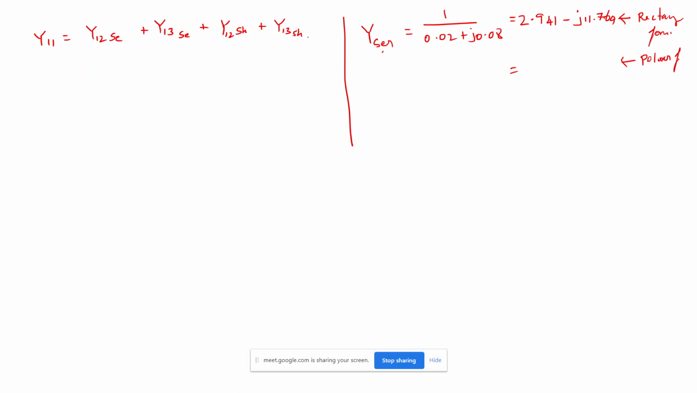In polar form, what is the value? Let's check whether it is 12.126 at the angle minus 75.9. Very good, so this is the value in polar form. Now we got the y series value, and we know this series value is common for all the lines in the network.